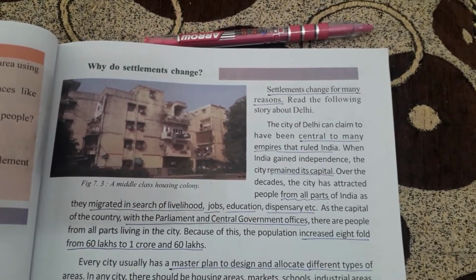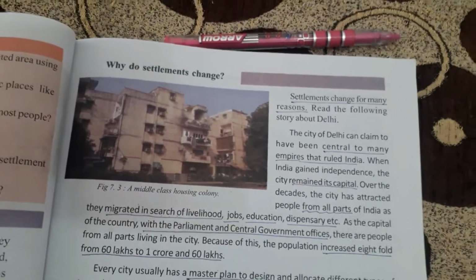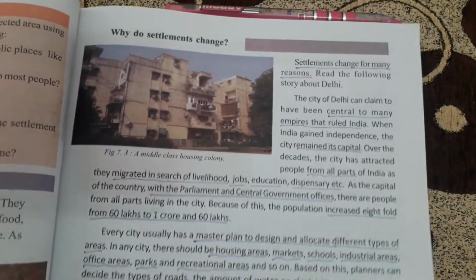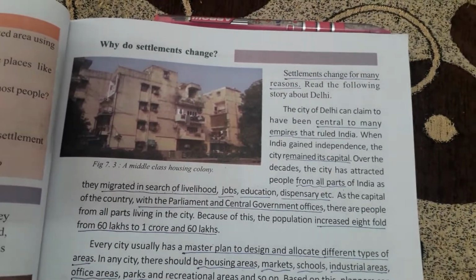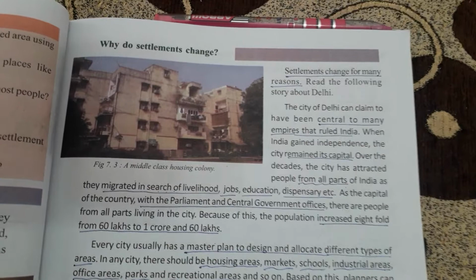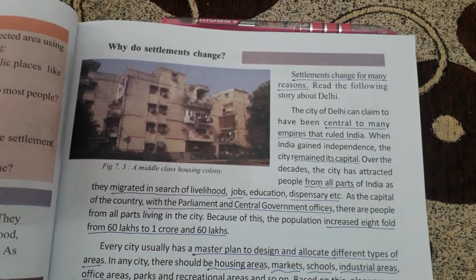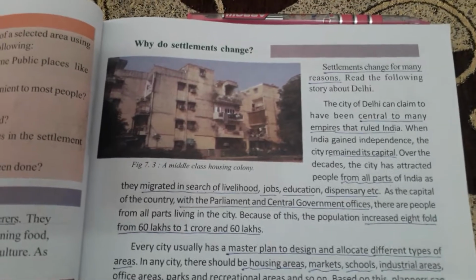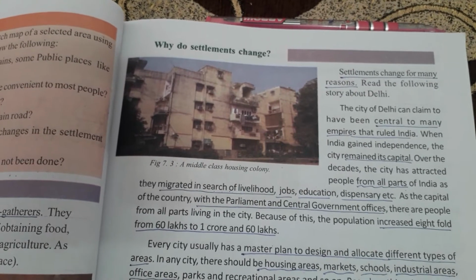So why do settlements change? We will discuss. Settlements change for many reasons. Take one example, Delhi. Once upon a time, Delhi was the center of India. Now also, Delhi is the capital of our country. The city of Delhi can claim to have been central to many emperors that ruled India. From Delhi, even Mughals, Sultans, and other people ruled our country.